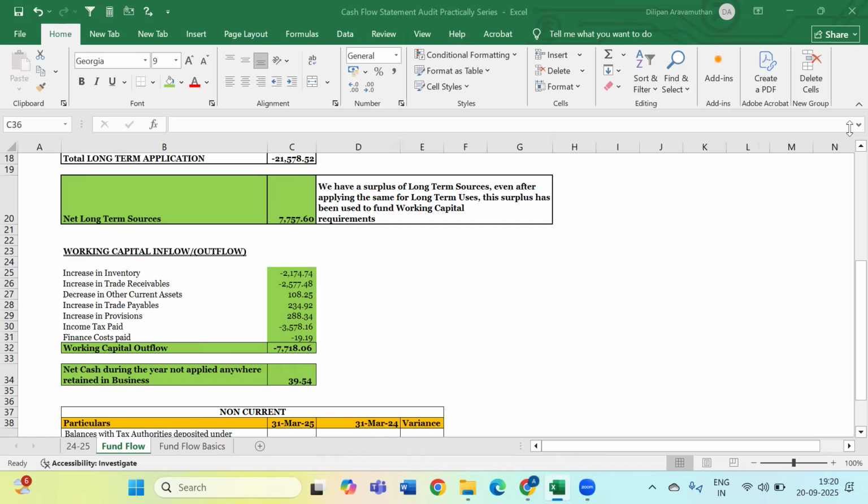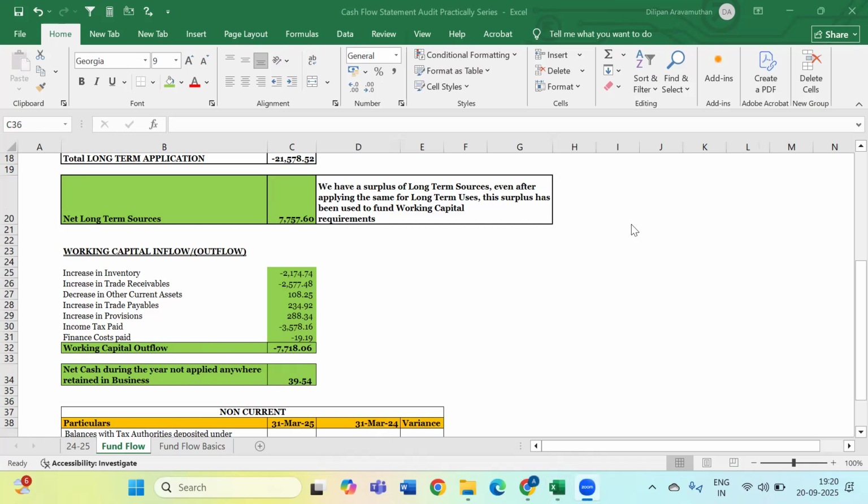So the crux being that, as we saw earlier, most of the items in our investing and financing activities would either be in long-term sources or long-term application, and almost all the items in our operating activities would be in our short-term sources and short-term application. You just need to bifurcate the amounts in this way, and you would get an understanding of what is happening and how things are happening.